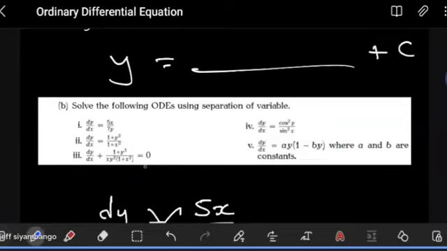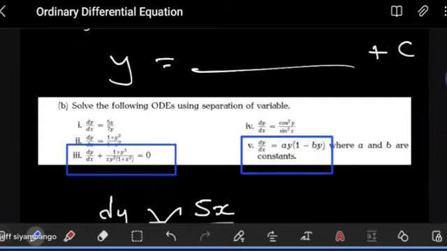Can you guys choose? Do you want us to separate number 3, then you integrate later, or we separate number 5, then you integrate later? Which one do you want to see? Oh, they are all basic. You can pull them off. Number 3. Okay, let's get number 3.